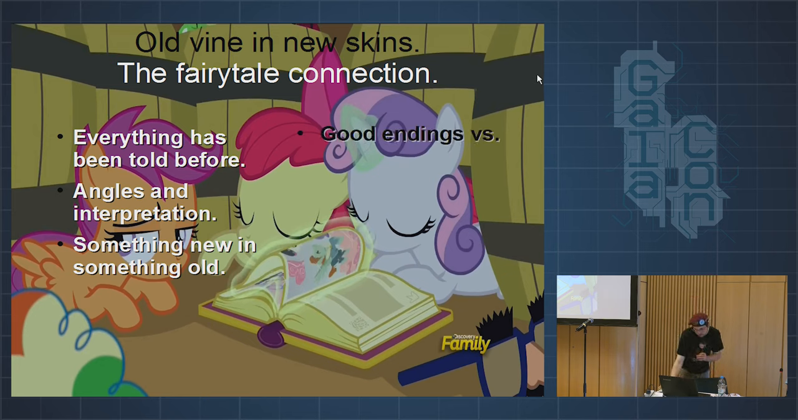Good endings versus real life endings. This is strangely enough for fairy tales and for us as bronies. We tend to write good endings. We want to make them happy. The ponies should not perish or suffer, or they should get a nice cozy feeling around us. But real life doesn't end that well. Real life endings are difficult.